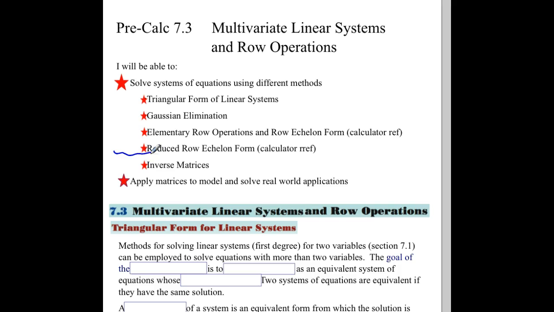And then tomorrow we'll look at how we use an inverse matrix to solve a system and applying it to some real world examples. Okay.